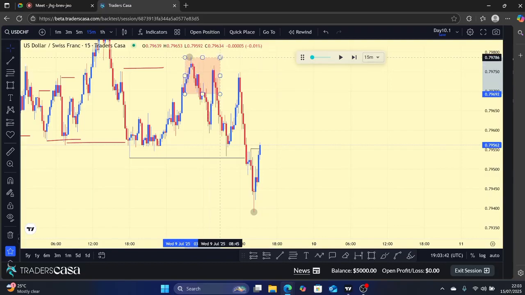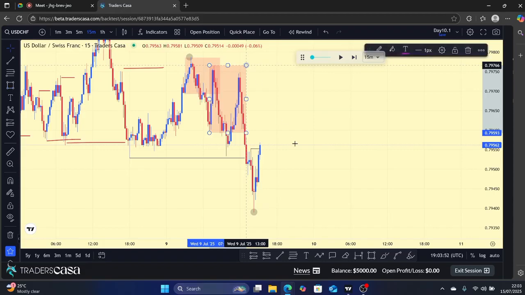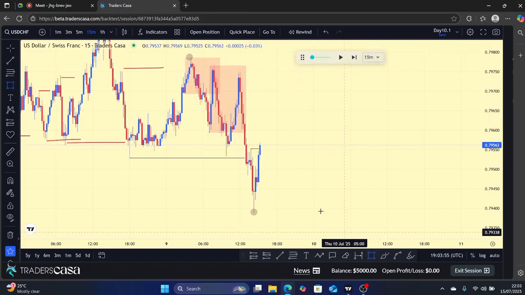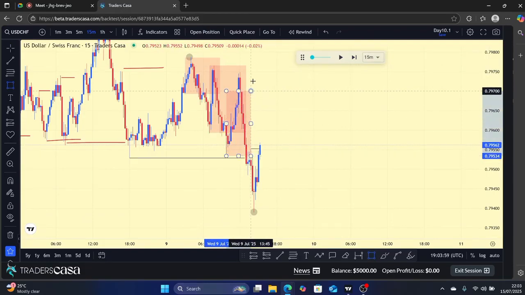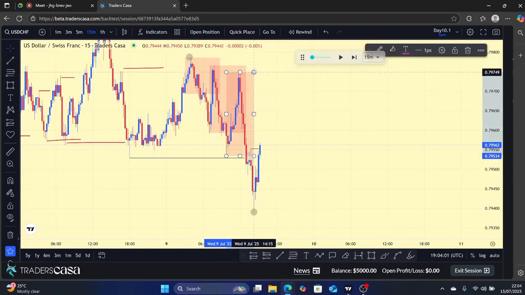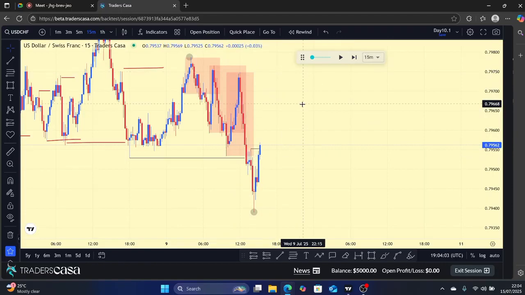So this order flow is mitigated. You can clearly see also this order flow is mitigated exactly right there. And also this order flow is also mitigated exactly on that pullback that formed our major inducement. So this means our trading range does not have any valid order flows.